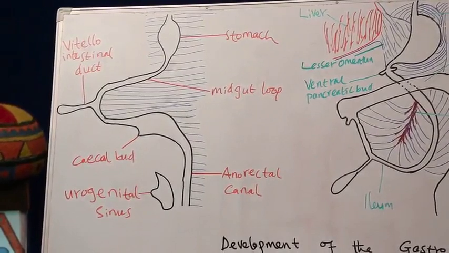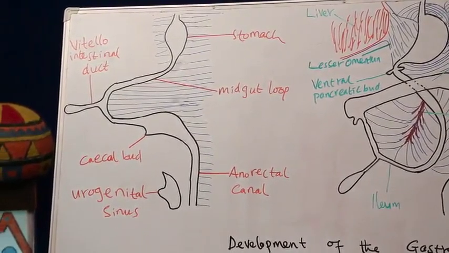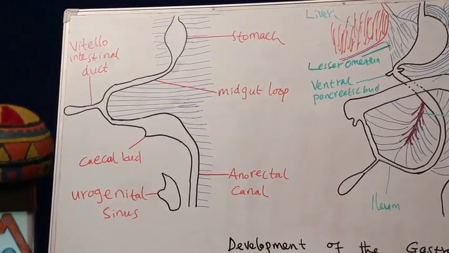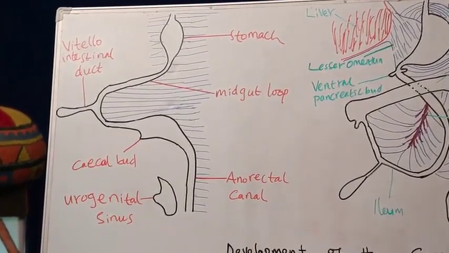And depending on whether we are dealing with transverse colon, ascending colon, descending colon, or sigmoid colon, we will have transverse mesocolon, sigmoid mesocolon, or ascending mesocolon.